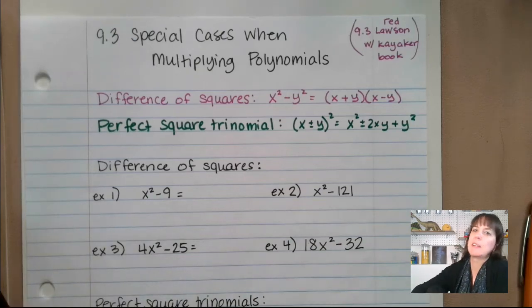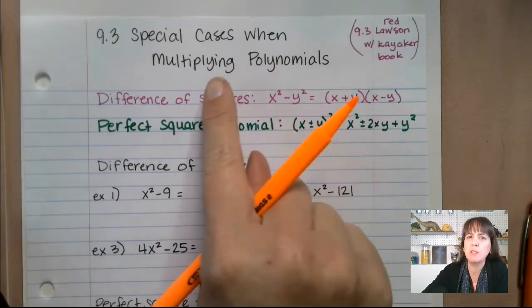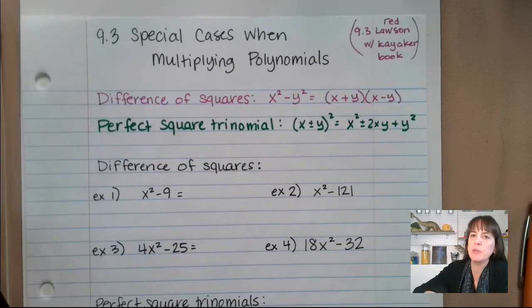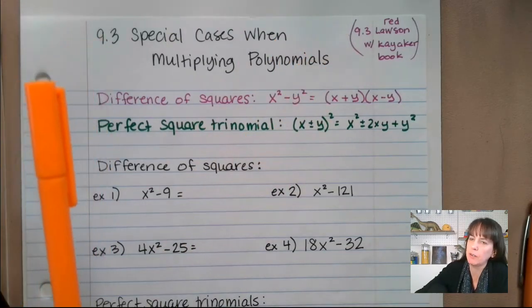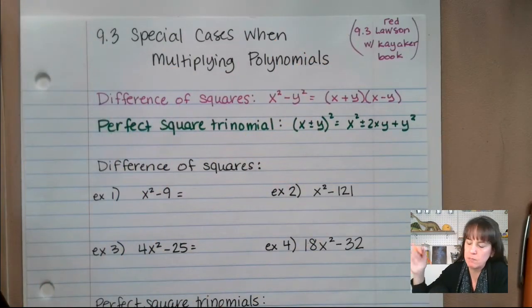All right, friends, welcome back. We're talking about 9.3, special cases when multiplying polynomials. That's 9.3 in the red Lawson book with the kayaker on the front of it. It could be for other curriculum as well.